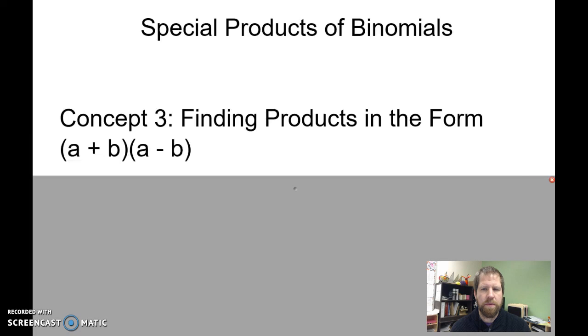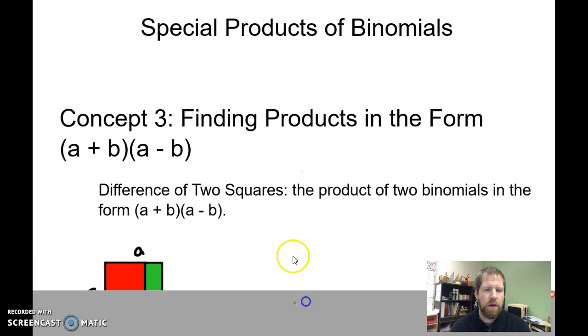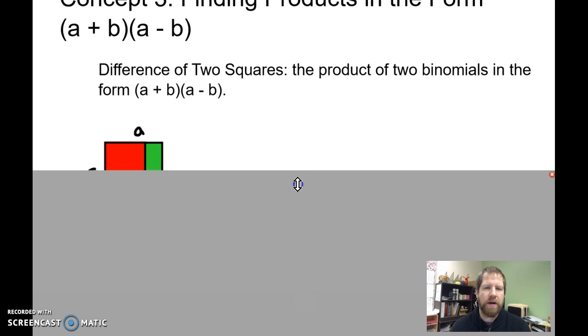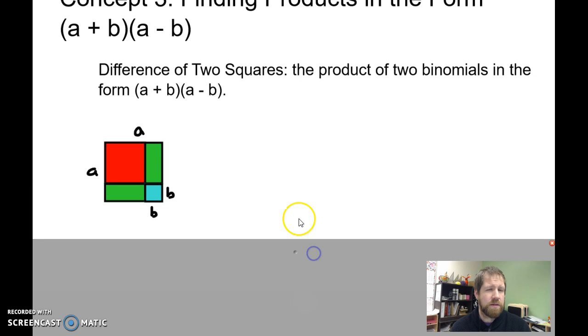Concept 3, finding products in the form a plus b times a minus b. This is called the difference of two squares. So when you're multiplying a plus b times a minus b, we call it the difference of two squares, and we do that because that's what it is.